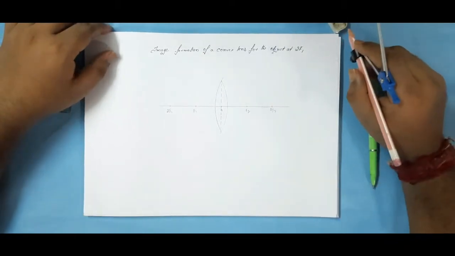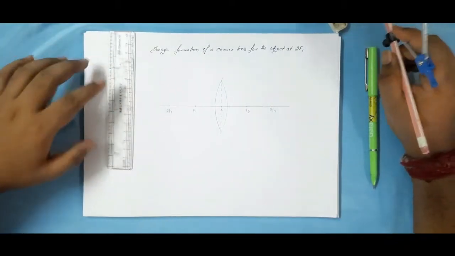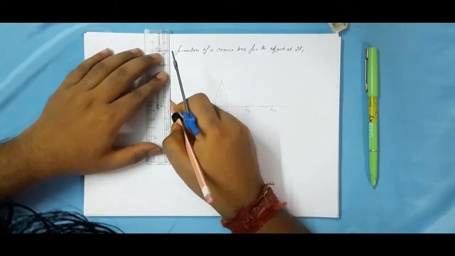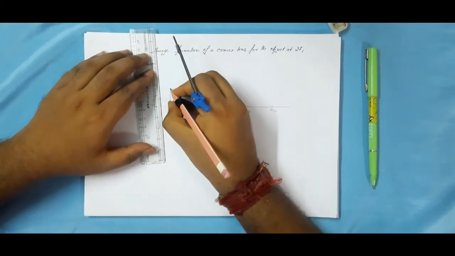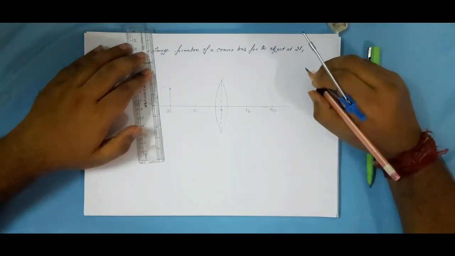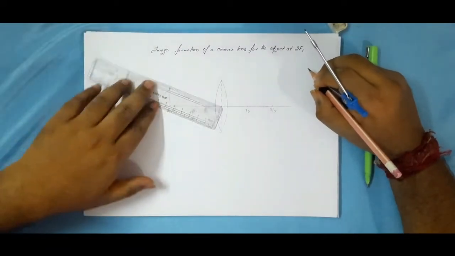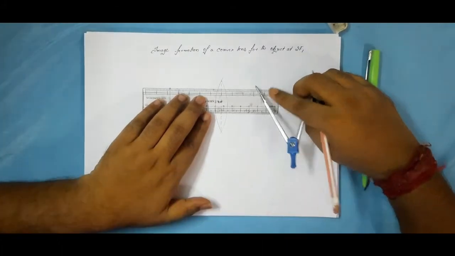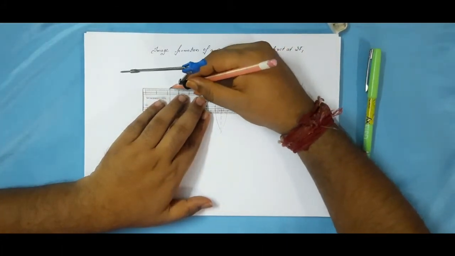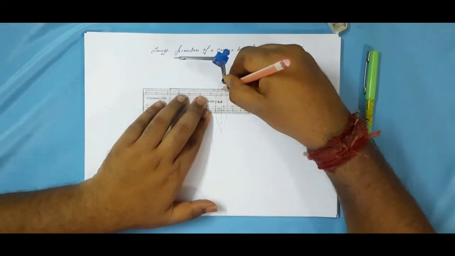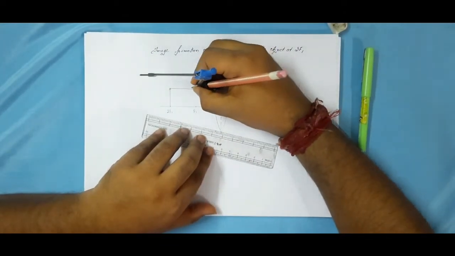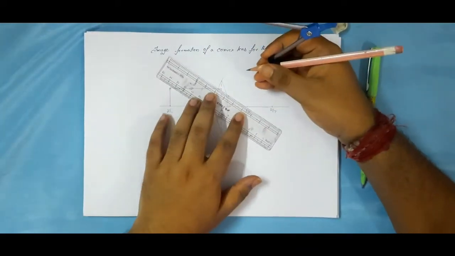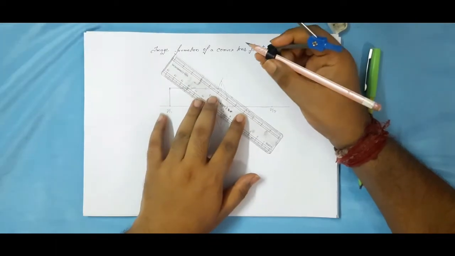Now the object is placed at 2f1. I am drawing the object at 2f1. This is the object at 2f1. The first incident ray, I will draw it parallel to the principal axis. Okay. If the incident ray passes parallel to the principal axis, then the refracted ray will pass through the f2.